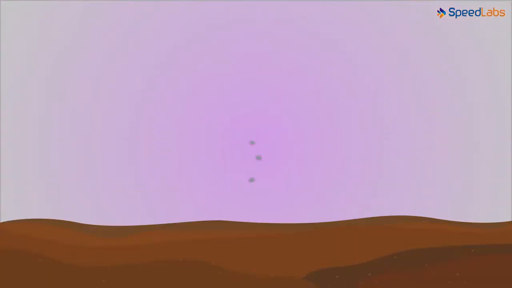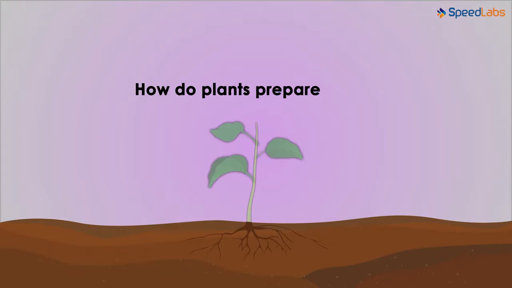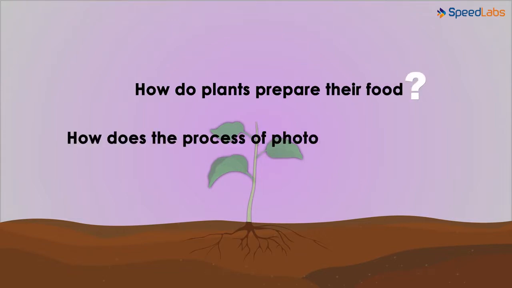Now that we know what all the plants need, we can move on to the next question we have. How exactly do these plants prepare their food? How does the beautiful process of photosynthesis work? We will answer these questions in the coming lessons.